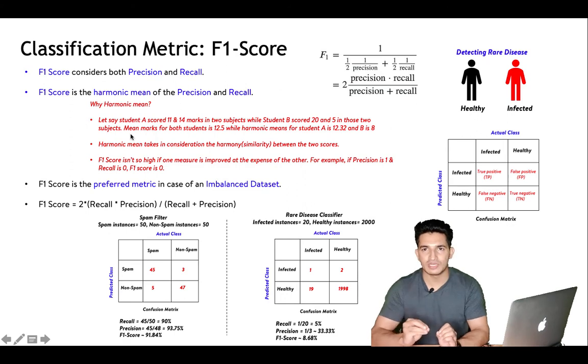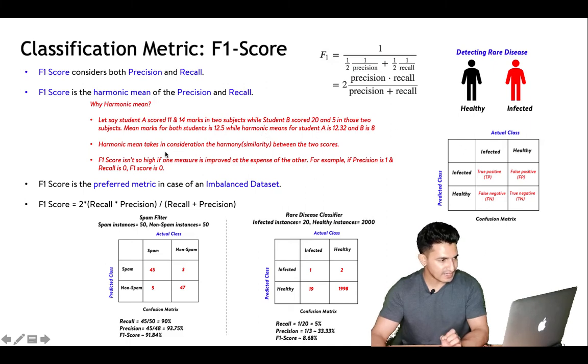But why harmonic mean? Why not simple mean? Let's understand with an example. Suppose student A scored 11 and 14 marks in two subjects, and student B scored 20 and 5 marks in two subjects. If we see normal mean, it's same for both the cases, that is 12.5. We add the two values and divide by 2, that is the normal mean or average. But harmonic mean for student A is 12.32 and for B is 8.